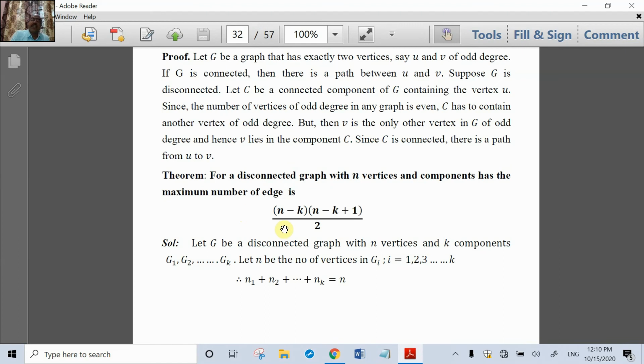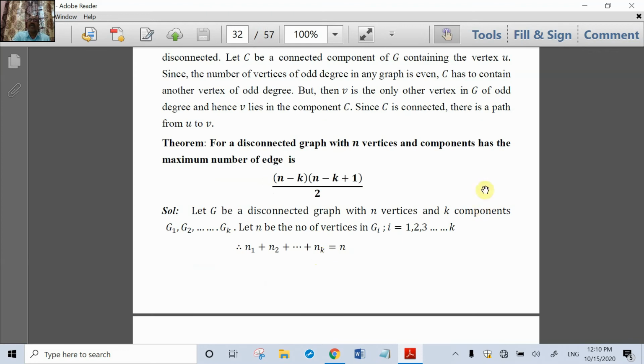Now, for a disconnected graph with n vertices, this is one important theorem: with k components, it has a maximum number of edges (n minus k)(n minus k plus 1)/2. Proof. Let G be a disconnected graph with n vertices, and k be the number of components G1, G2, ..., Gk.